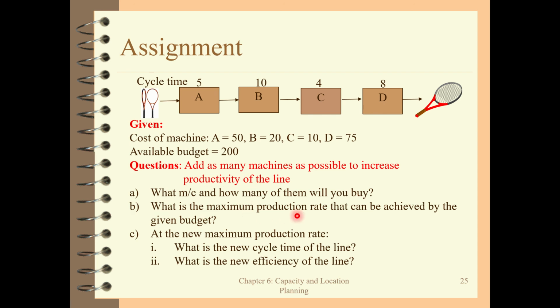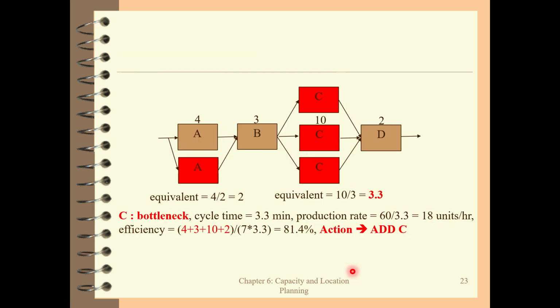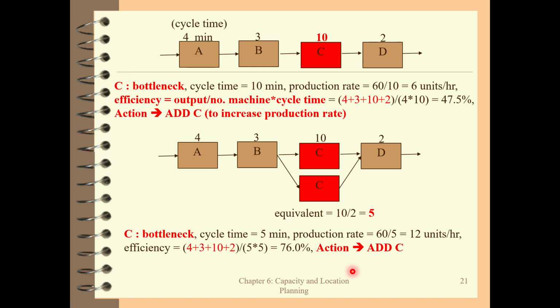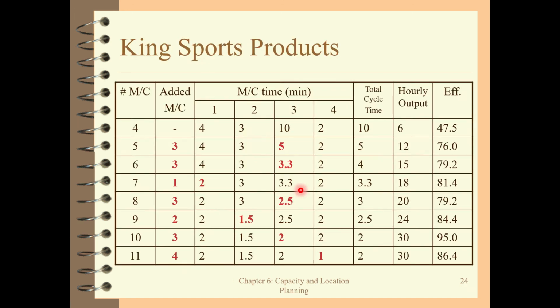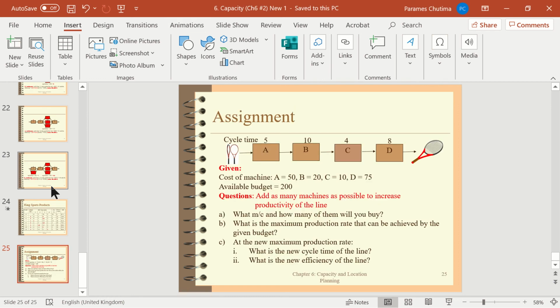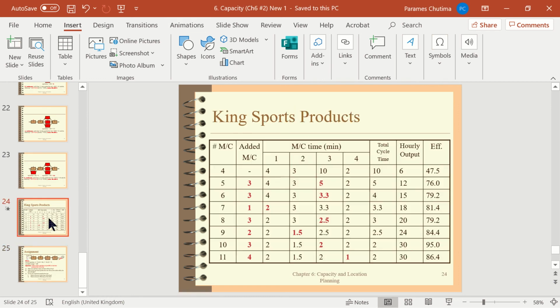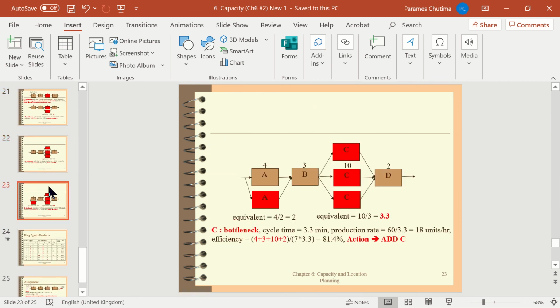What is the maximum production rate that you can achieve by the given budget? At the new maximum production rate, what is the new cycle time of the line and what is the new efficiency of the line? All right. So you need to do like this here, starting from this picture and then continue like this. You don't have to prepare the table. No need for this table. You just follow this one, this one, this one, like that.